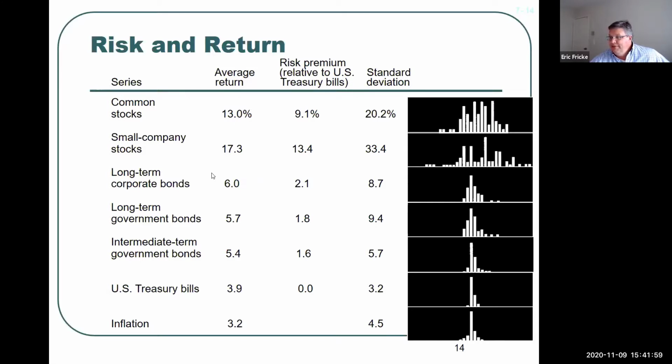And then as we go from corporate bonds and long-term bonds down to intermediate bonds and US Treasury bills, we see the standard deviation typically gets lower, right? And then we also see that the distribution gets narrower.